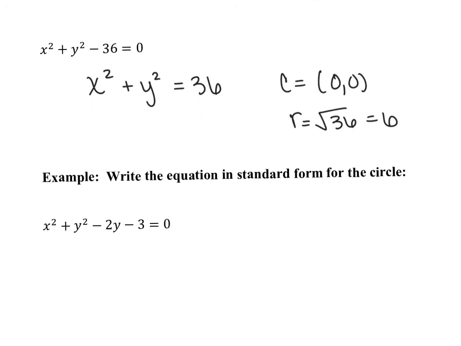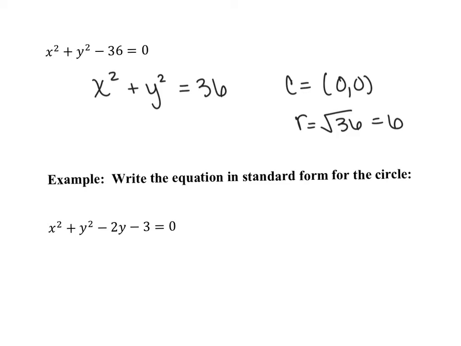This one right here, you notice that there is a negative 2y, and there's also the 3. So what we're going to need to do first is move what we call the constant, the c value, to the other side, and that would be the 3. So you're going to have x squared. If your y values and your x values are not next to each other, please do that. So group your x's together, group your y's together, and then move the constant to the right-hand side.